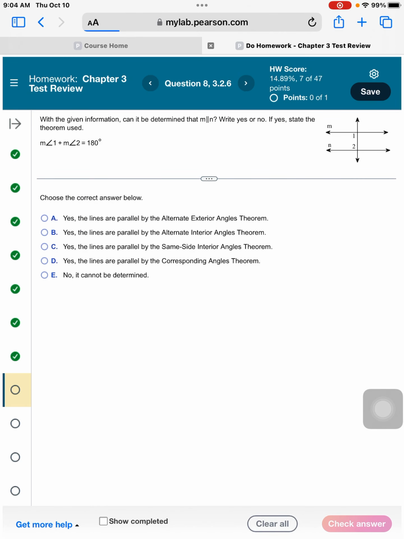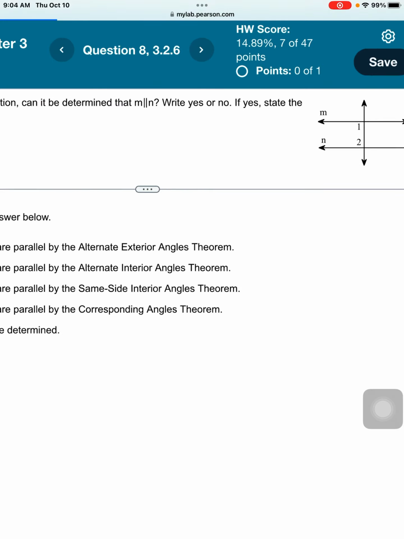Okay. With the given information, can it be determined that M and N are parallel? Okay, guys, so remember, in order to know if a pair of lines are parallel, if M and N are to be parallel, they need to have one of 4 things. Their corresponding angles must be congruent. Their alternate interior angles must be congruent. Their alternate exterior angles must be congruent. Or their same side interior angles must be supplementary. So let's see if that's the case.